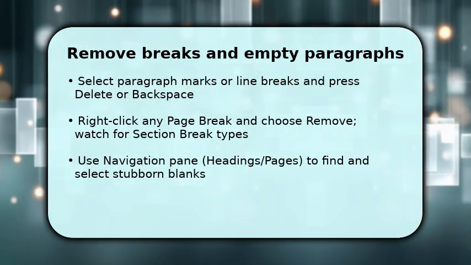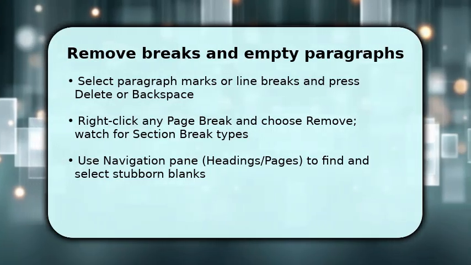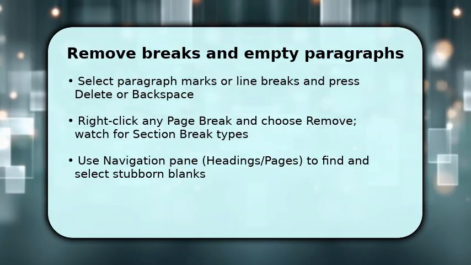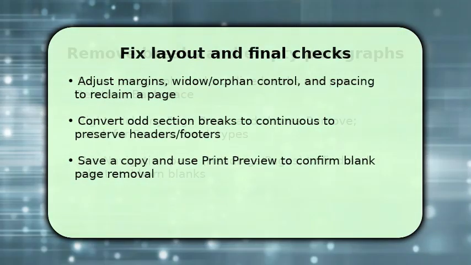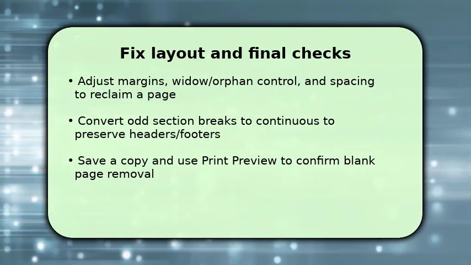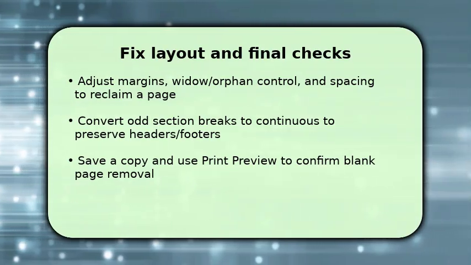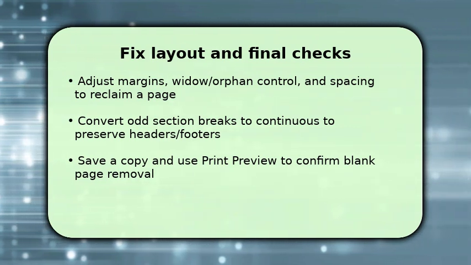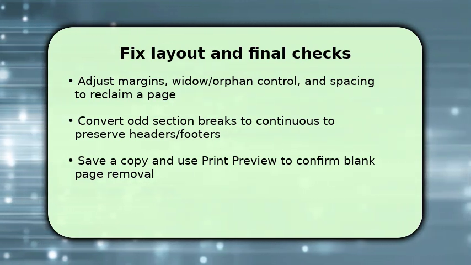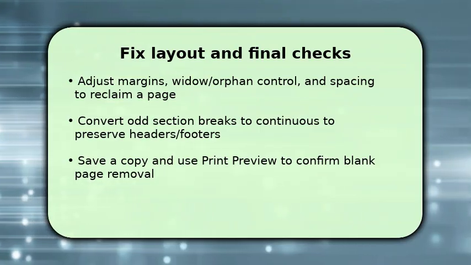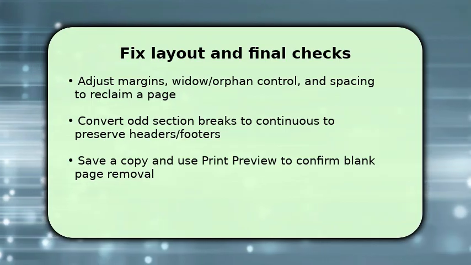Once done, use the navigation pane's Pages view to confirm the blank page is gone, and that surrounding content remains correctly formatted. Finish by addressing layout settings that can leave a trailing blank page. You may shrink spacing, disable widow/orphan control for a paragraph, or slightly adjust margins so content fits without an extra page. If headers or footers shift, change a section break to continuous instead of next page to preserve layout.